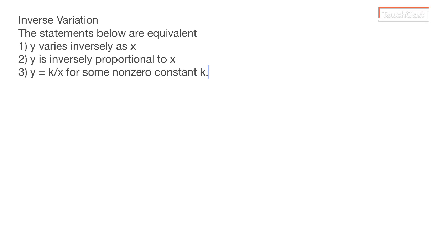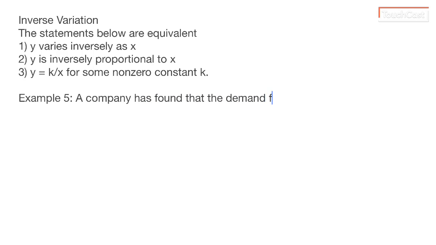And this can also be true if we had an nth power. So let's look at an example. We'll call this one example 5. So here we're going to look at a company has found that the demand for one of its products varies inversely as the price of the product.